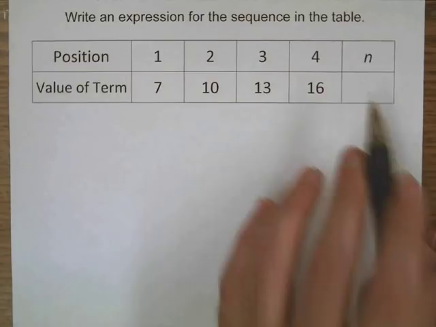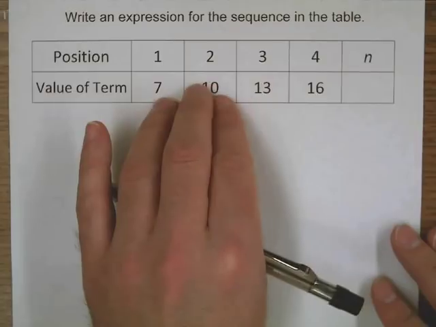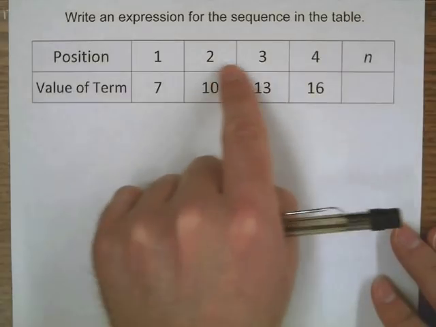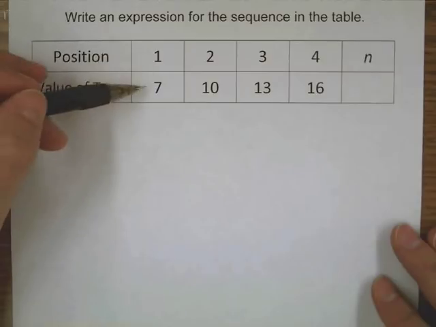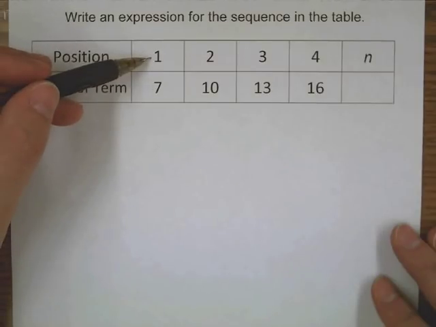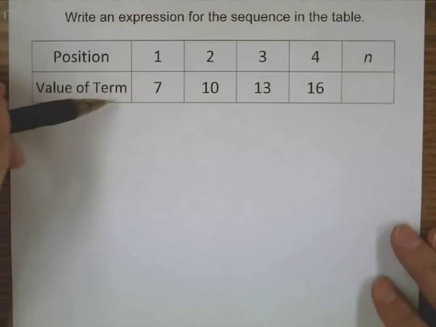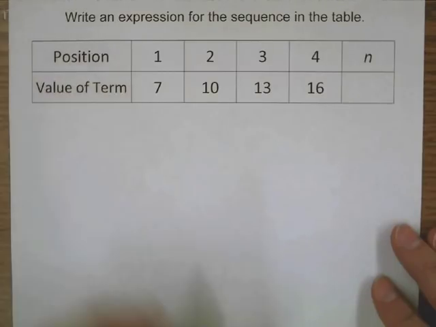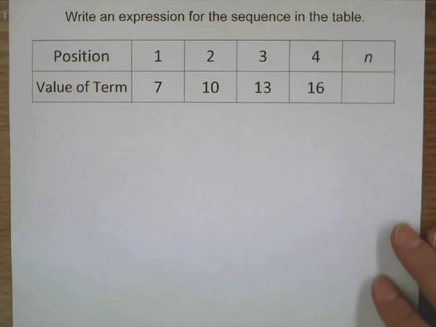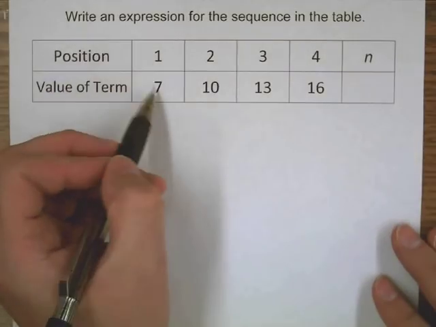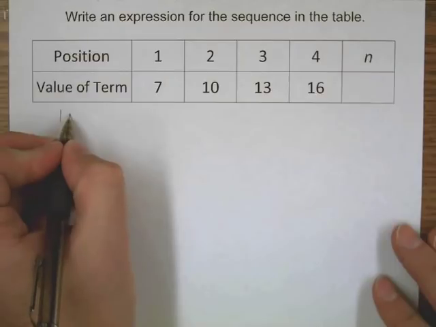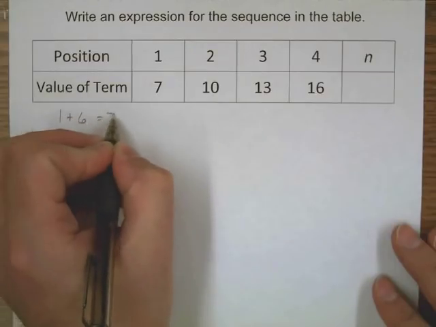But what if I didn't know this part of the sequence? What if I was only given the position of that term? That's what we want to find out. So we need to look for a relationship between the position of the number and the value of that term. Let's see if we can figure this out. I'm just going to use a guess and check method. I'll start by thinking, what's the relationship between 1 and 7? Well, 1 plus 6 is going to be 7.